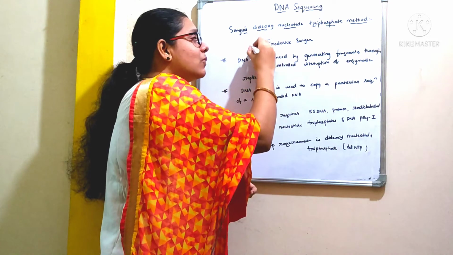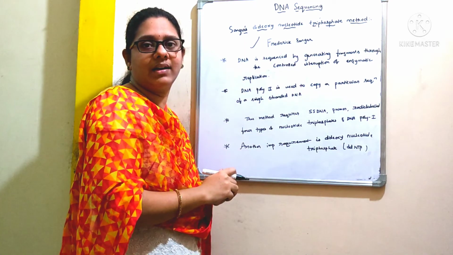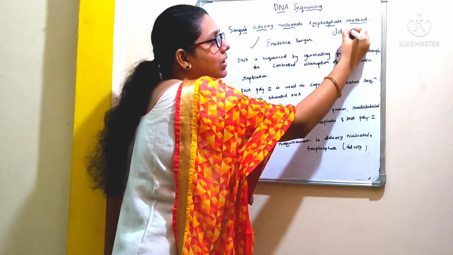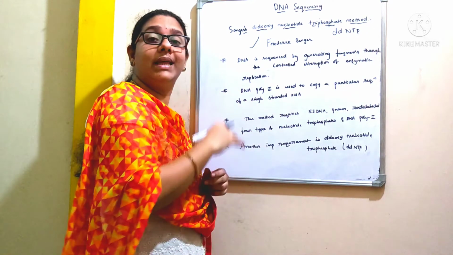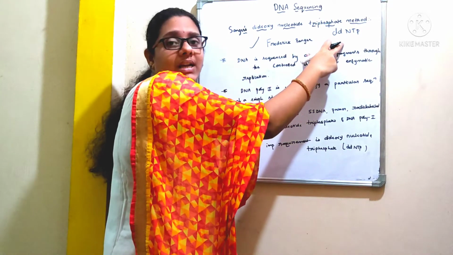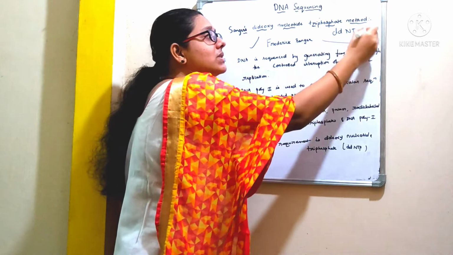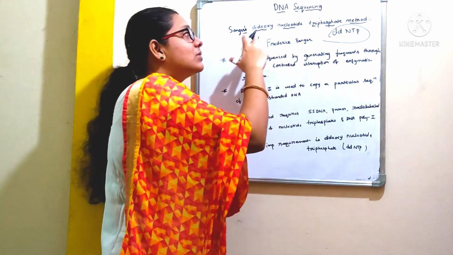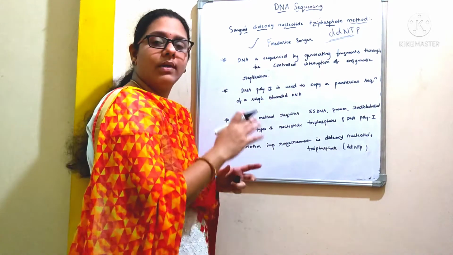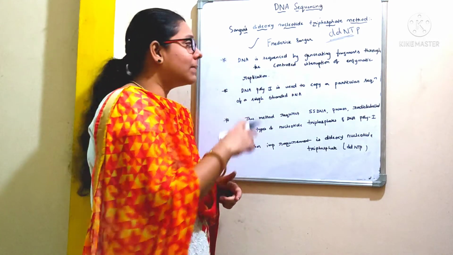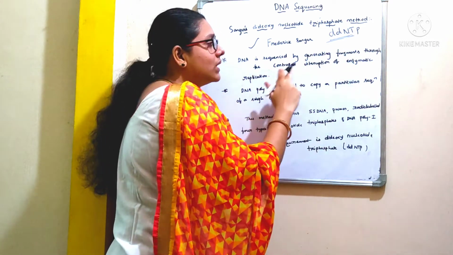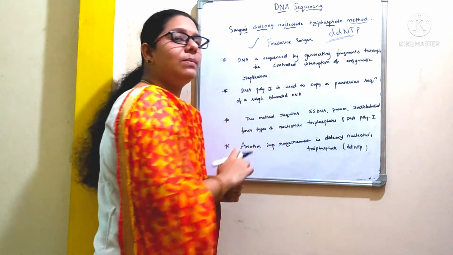This method was developed by Frederick Sanger, and in this method we are going to use dideoxynucleotide triphosphates. They play a very important role and they act as terminators for DNA synthesis. As we use them in this method, it is called Sanger's dideoxynucleotide triphosphate method. In this Sanger's dideoxy method, DNA is sequenced by generating fragments through the controlled interruption of enzymatic replication.